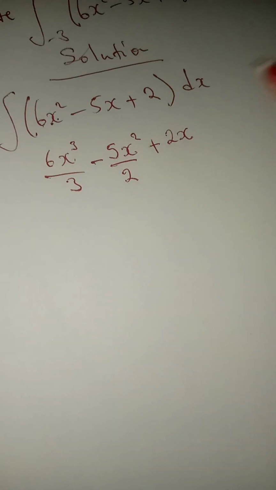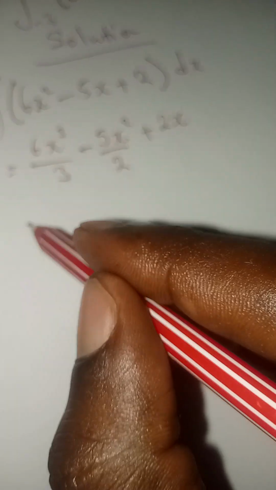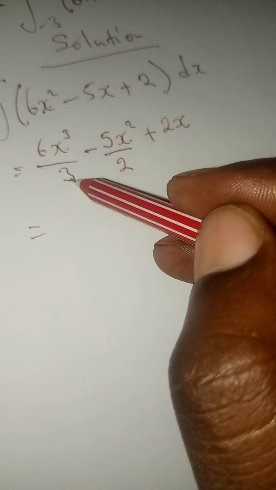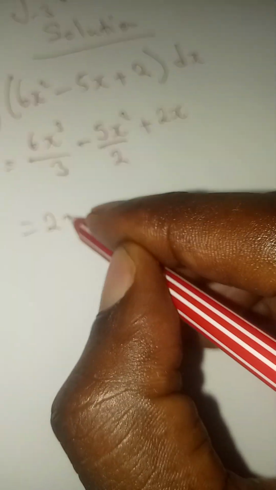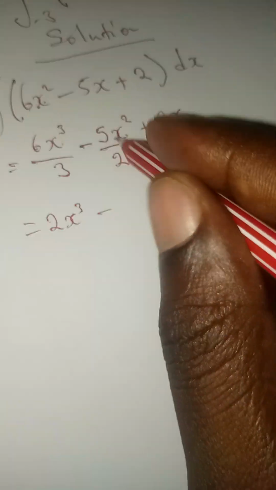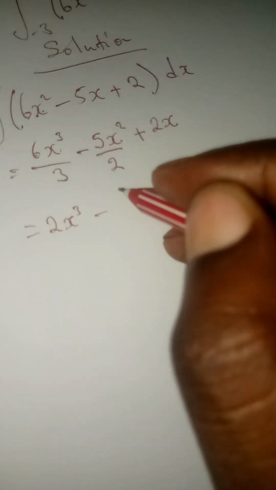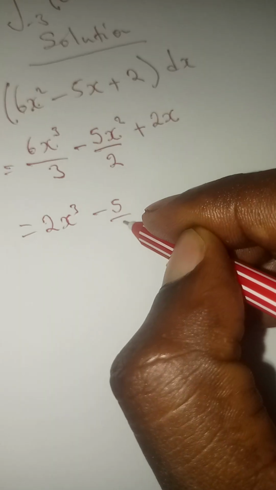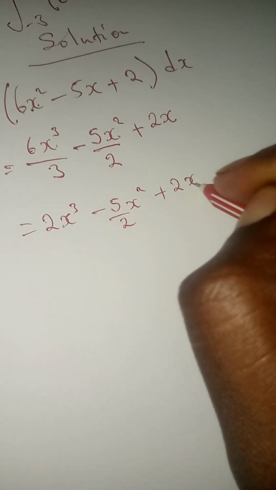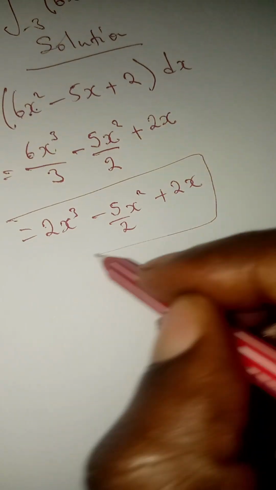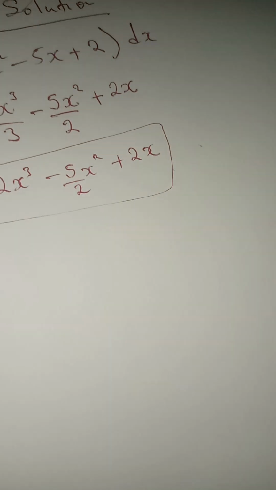So let's not waste time. From here, what do we do? This 3 can go into 6 how many times? 2 times. So it will be 2x to the power 3 minus this one. This 2 has a remainder, so we just write it the way it is: 5 over 2 x squared plus 2x. This is what we call the antiderivative of our equation.